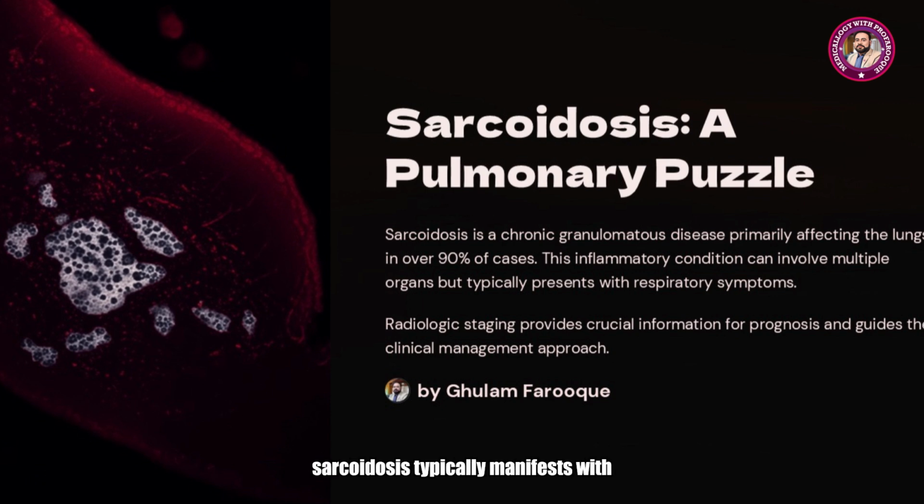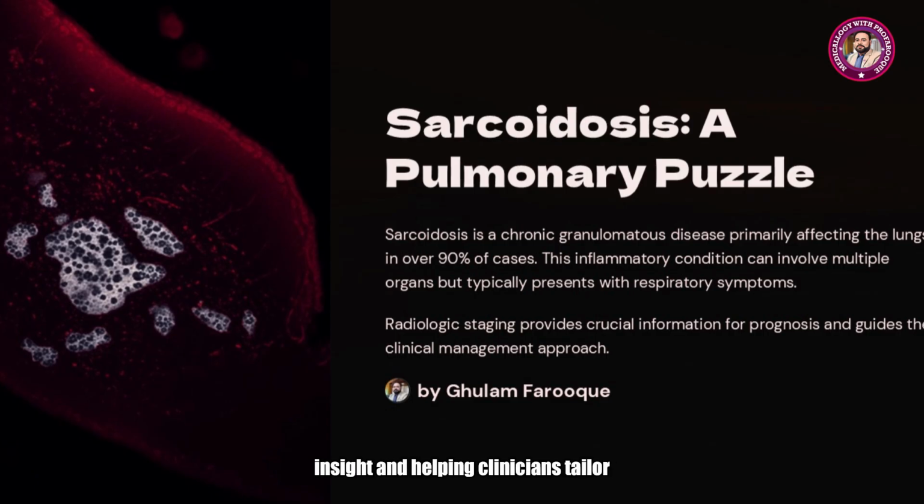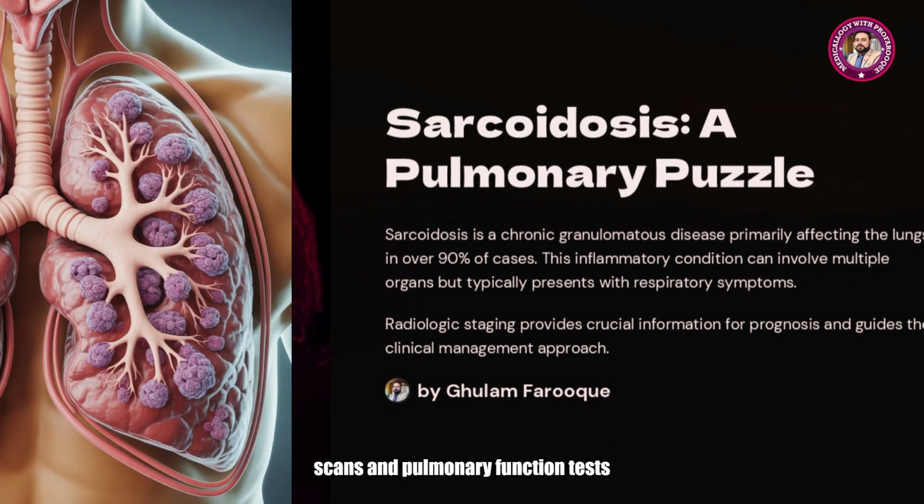Pulmonary sarcoidosis typically manifests with symptoms such as persistent dry cough, dyspnea, and chest discomfort, though many cases may initially be asymptomatic and incidentally discovered on chest radiographs. Radiologic staging based on chest X-ray findings ranges from stage 0 normal to stage 4 fibrosis, offering essential prognostic insight and helping clinicians tailor management strategies. High-resolution CT scans and pulmonary function tests further aid in evaluating disease extent and progression.